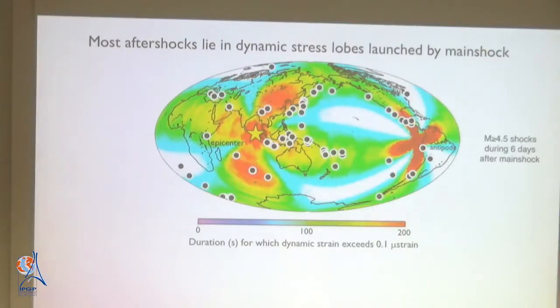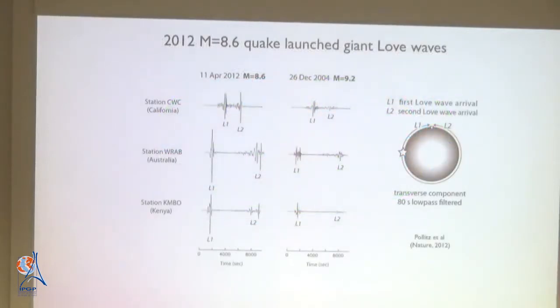Now, why would this magnitude 8.6 possibly show global aftershock triggering since we've had much larger earthquakes, magnitude 9.2s, which don't? And the answer appears to be due to the Love wave radiation of a strike-slip earthquake. So on the left are the Love waves recorded at several places around the world of the 8.6 compared to the largest earthquake we've had in the last 15 years. And they're much smaller. And so what's unique about the 8.6 is it's a strike-slip earthquake, and the Love waves do this.